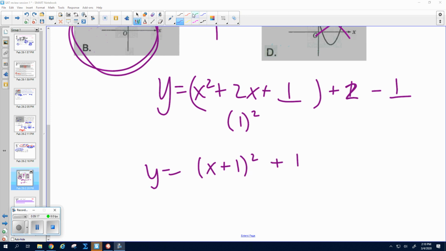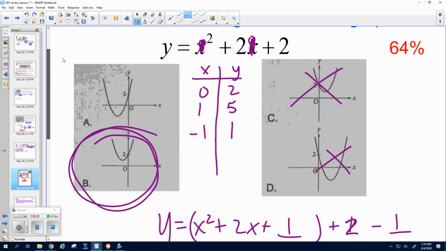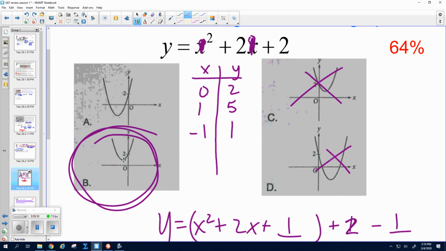So basically the point of this is you're in vertex form, which gives you the point -1, 1. But this has been a while for some of you. You may not remember that. That is actually a good way to do it, though, because that's the only one that has the vertex at -1, 1. However, I like just plugging in points, okay?